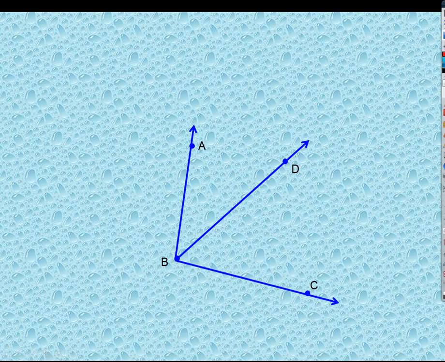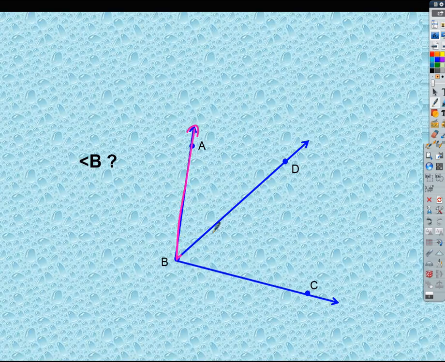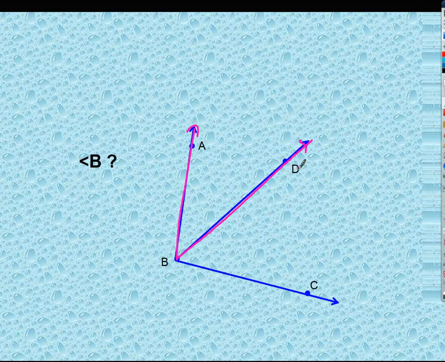Let's say we're referring to this top angle up here. Can I call that one angle B? No. Why can't I call that angle B, do you think? What's wrong with that? Lacey, what's wrong with that? Here's the one I want to name right up here. What's wrong with calling that angle B?